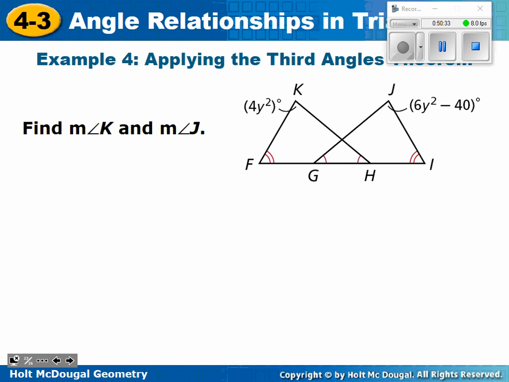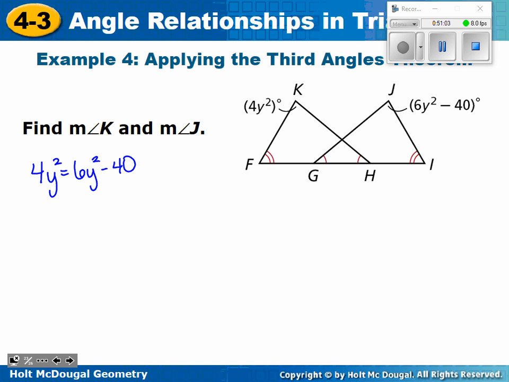So the last examples you're going to see in your notes are going to require you to do a little bit more algebra and review some algebra that's important. First thing though is you've got these two triangles and they're overlapping. If we separate them, do you see that there are two angles marked congruent in one triangle and two angles marked congruent in the other triangle? Okay, so what does that mean about angles K and J? They're congruent. So you should be able to write down 4y squared equals 6y squared minus 40.